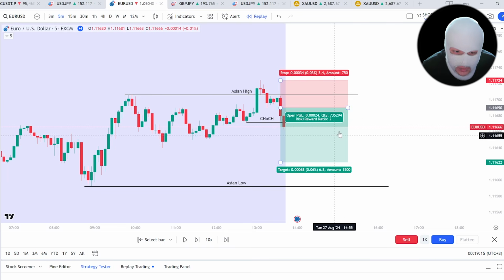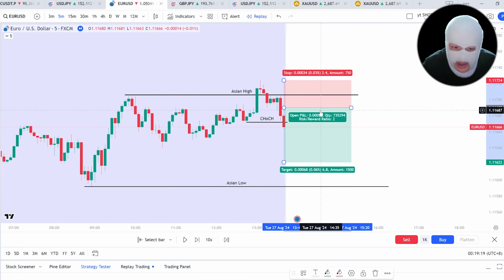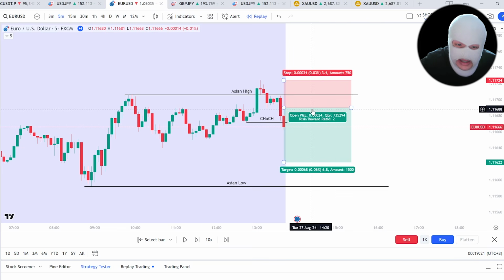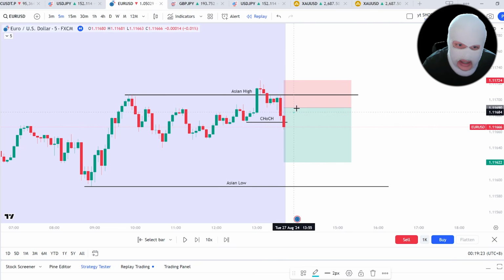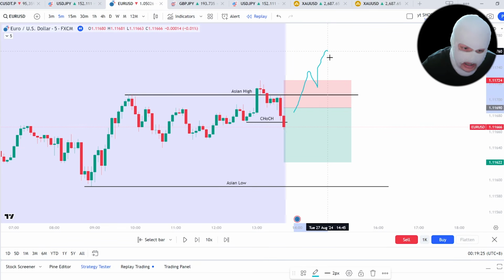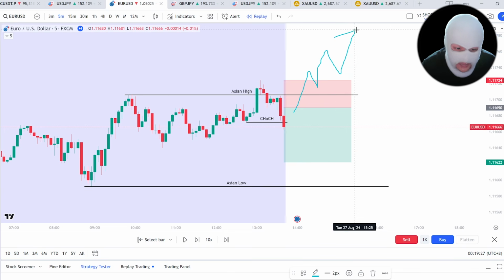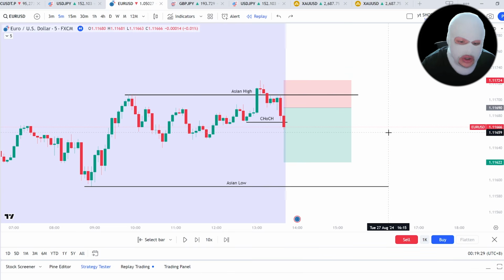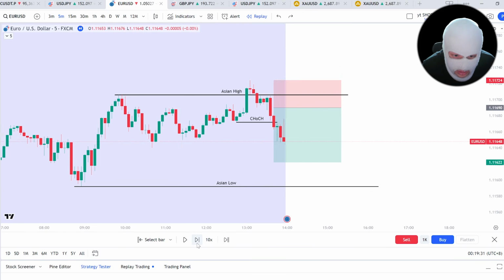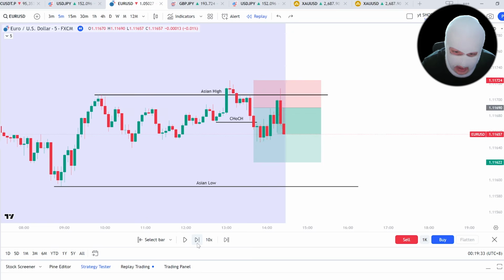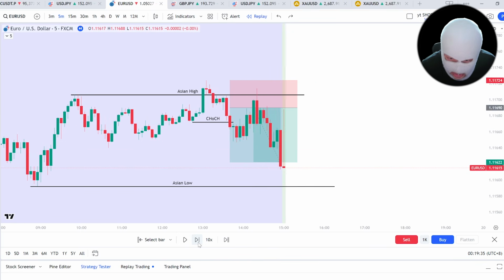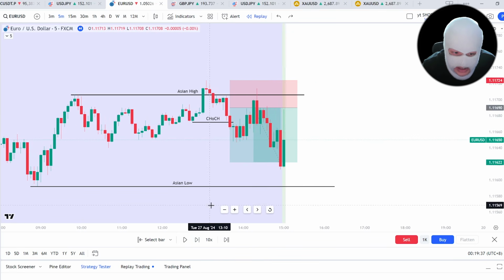The reason why we want to have our stop loss above this high is because if price action breaks out of this range right here and takes out this high, we are creating higher highs and therefore the sell setup is invalidated. So let's see how this trade plays out. There we go. TP smash. Bread and butter entry. Let's move on to the next day.